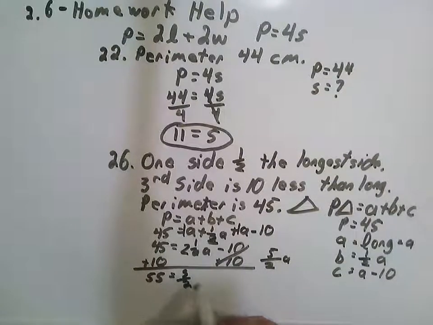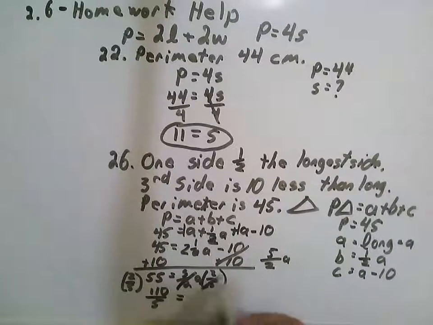I'm just going to write it as 5 over 2 because it's a lot easier to use my reciprocal then. So the reciprocal of 5 over 2 is 2 over 5. Whatever I do on one side, I do on the other. And 2 times 55 is going to give me 110. And that's going to give me a 5 at the bottom.